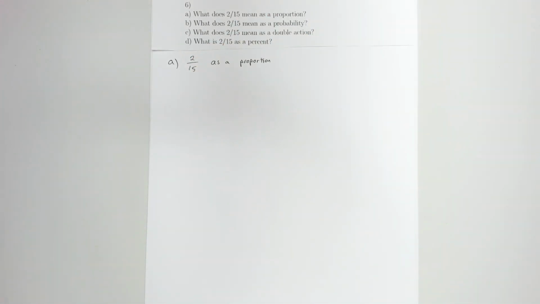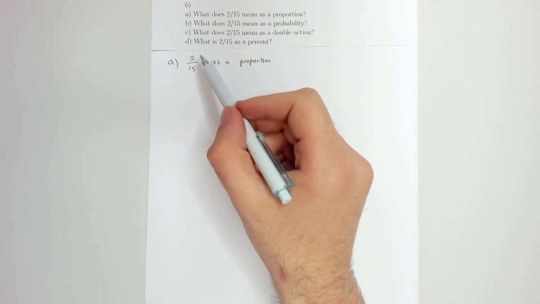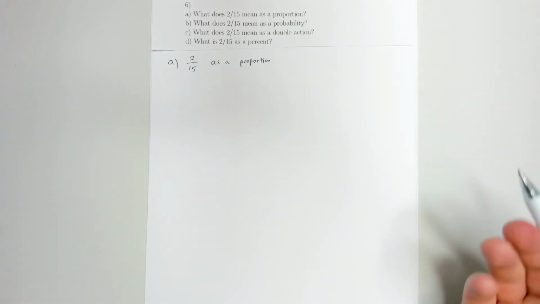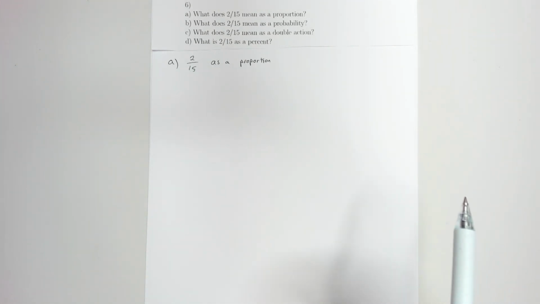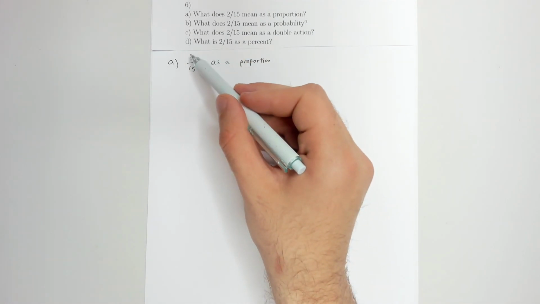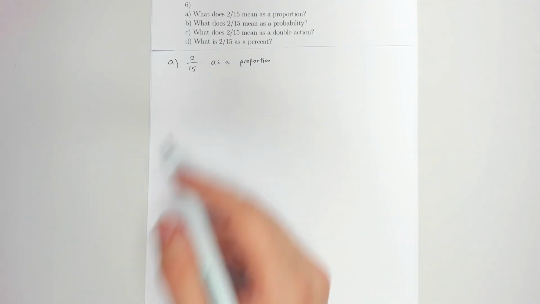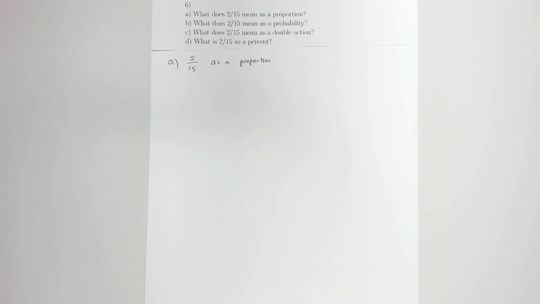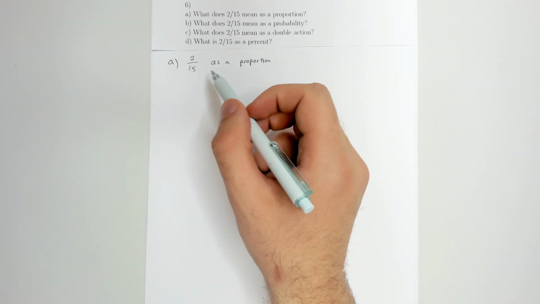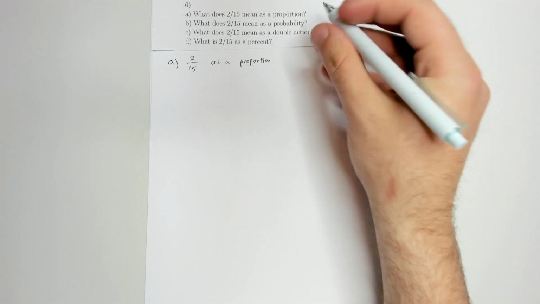So 2/15 as a proportion basically means that this represents the piece of a group that has a certain property. So we would say that 2/15 of the group has a property. Maybe the group is 15 people, in which case 2 of the people have that property. But it's also possible that the group has more individuals in it than 15, but the piece just simplifies down into 2/15. Whatever the situation is, this represents the size of the piece of the group that has a certain property.